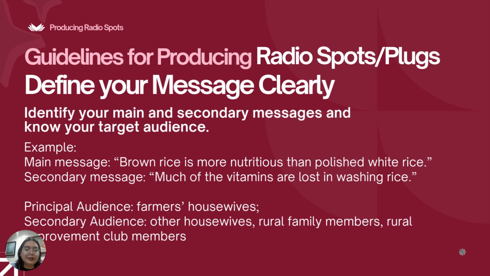First up, you need to define your message clearly. It is important that we identify the main and secondary messages, as well as knowing our target audience. For example, our principal audience are farmers' housewives, and the secondary audience are other housewives and rural improvement club members. Our main message should be that brown rice is more nutritious than polished white rice, and the secondary message is that much of the vitamins are lost in washing rice.